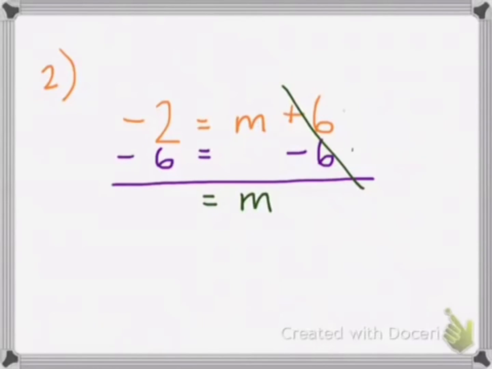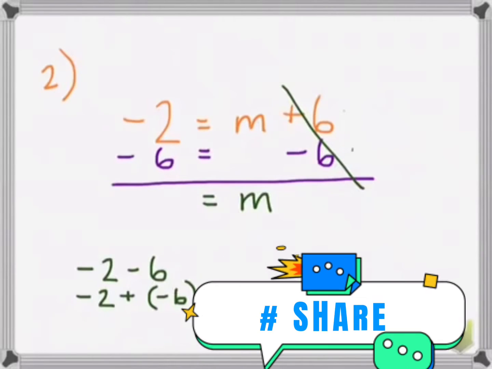Then I have to do this on the left side. So I can write it horizontally to see it better. -2 minus 6. Again, it's subtracting integers, so I can keep, change, change. Now I follow my adding integers rules. The signs are the same, so I just add and keep my sign. So m is equal to -8.